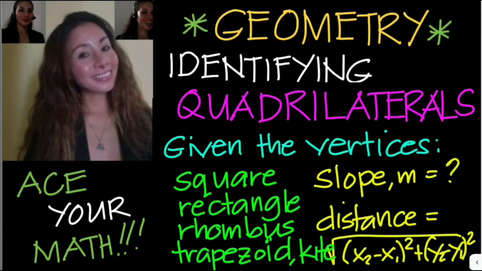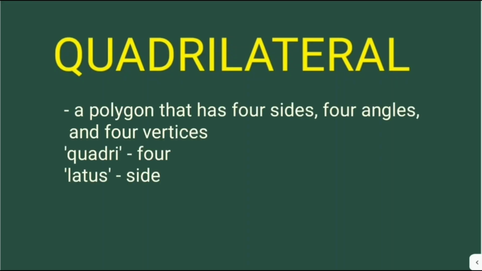In this video, you will learn about quadrilaterals and how to determine its type given the vertices. But before that, let's define what a quadrilateral is. A quadrilateral is a polygon that has 4 sides, 4 angles, and 4 vertices, and the word itself is derived from the Latin word quadra or quadri, meaning 4, and latus, meaning side or sides.